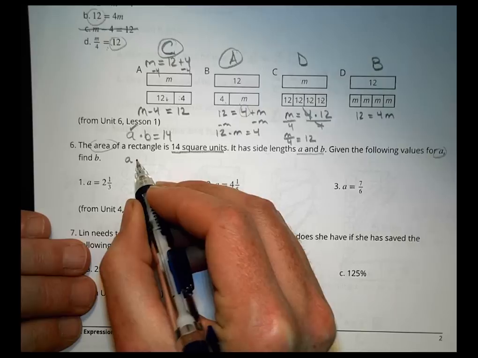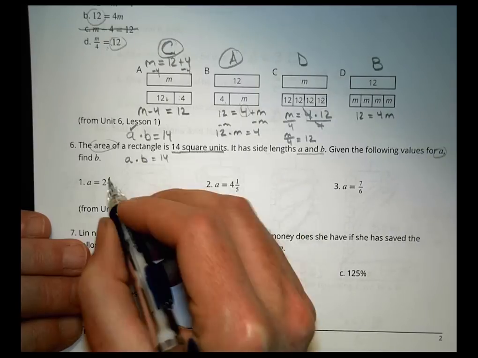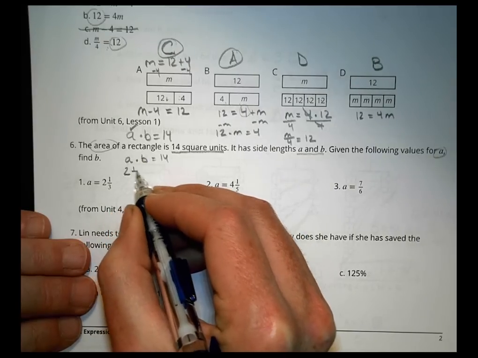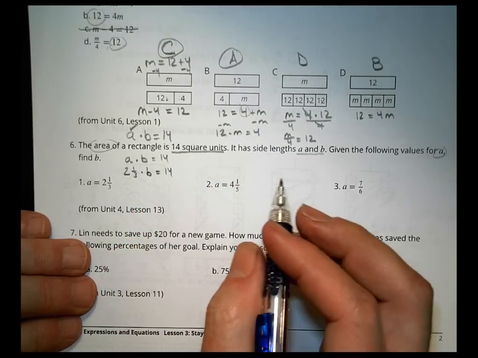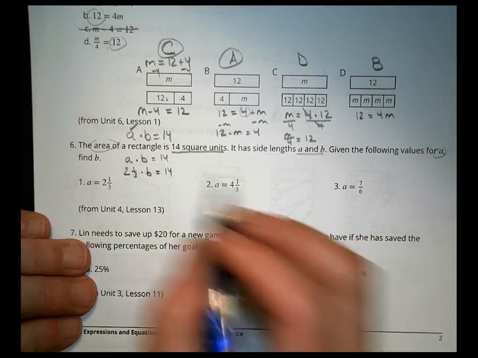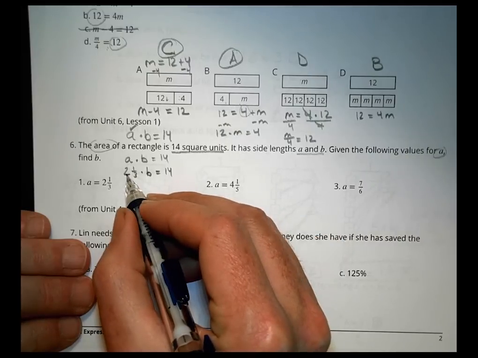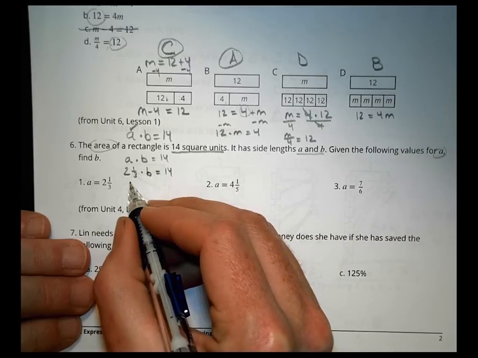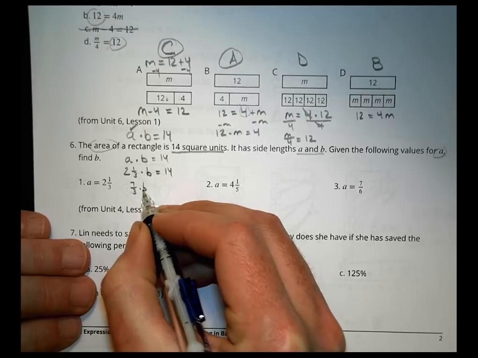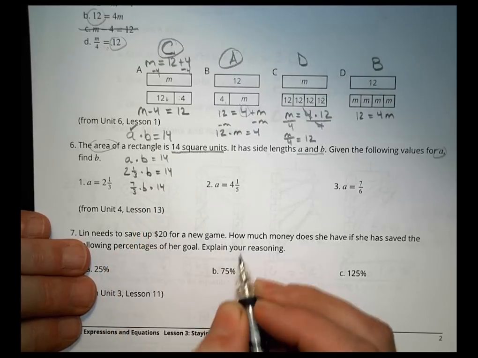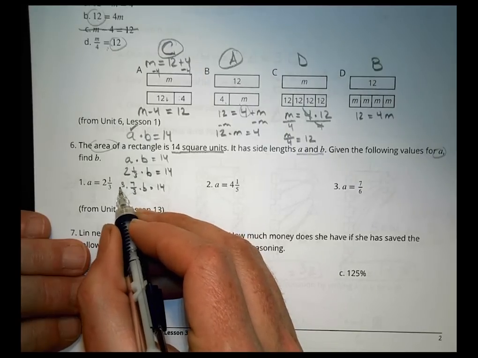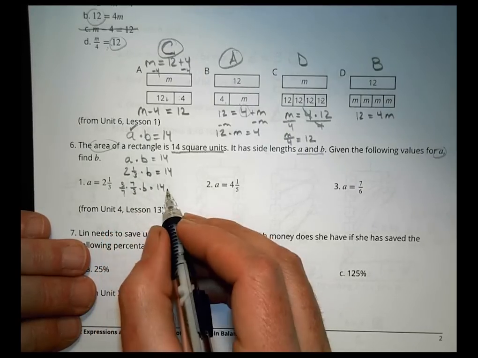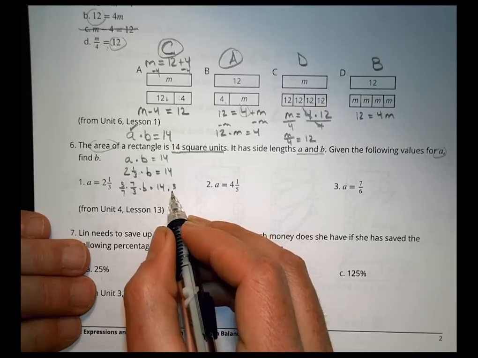So it looks like this for number 1. We have A times B equals 14. A is 2 1/3, times B equals 14. And now we have to solve that out. So let's do this. 3 times 2 is 6, plus 1 is 7. So what I have is 7/3 times B equals 14. How do I get the B by itself? I multiply by the reciprocal, but I do it to both sides of the equation.